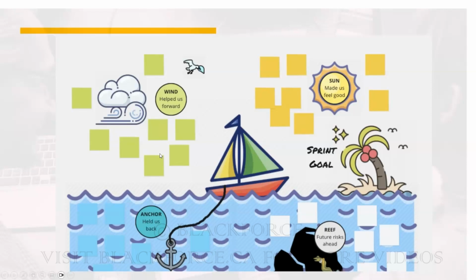What are the things we did in this sprint that will help us forward? Then what are the things that held us back? What are the future risks we can see ahead? The team will document this, and when they are documenting, they are gathering data. Then they will analyze that data to generate insights. Then they create action items from it.